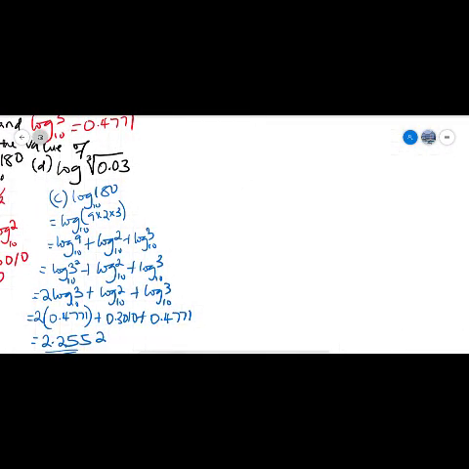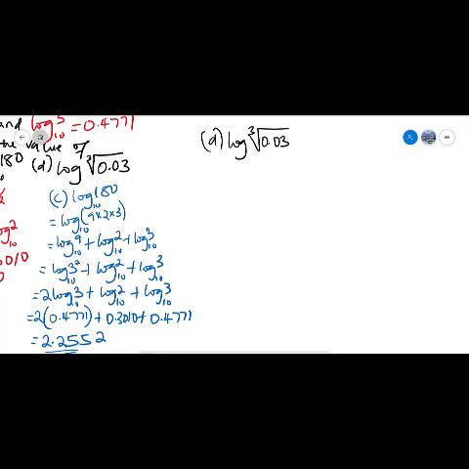Now the next one is looking more complex. For question D, we're going to have to find log of the cube root of 0.03. Now it is not really as complex as it seems. It's something you can do.